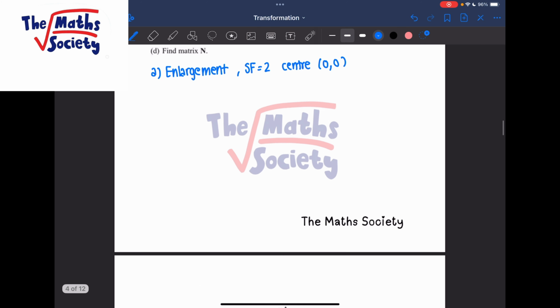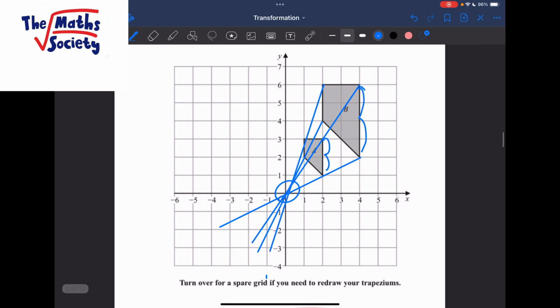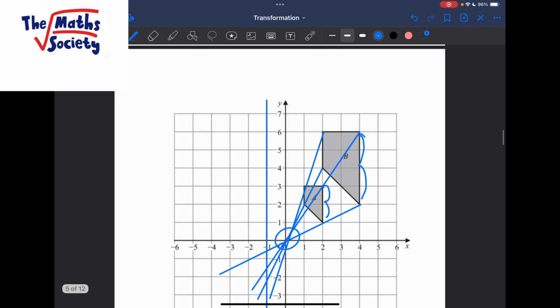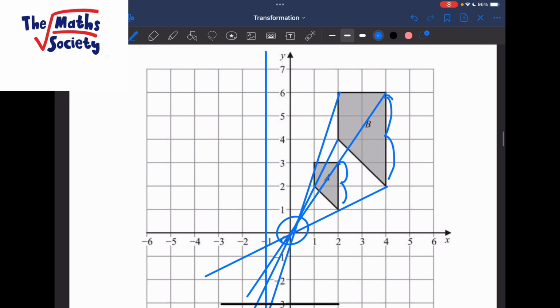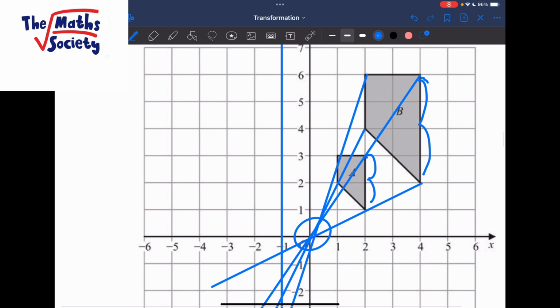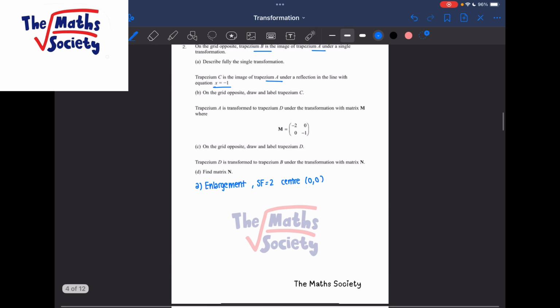Yep. It says that trapezium C is the image of A under the reflection in the line x equal to -1. So we're going to have to draw the line first, which is x equal to -1. So this is the line x equal to -1. We just need to do the reflection, which is A's reflection. So there's just going to be a point here at -4. So I'm just going to draw it this way. So that should be C, and that's the one that is your reflection.